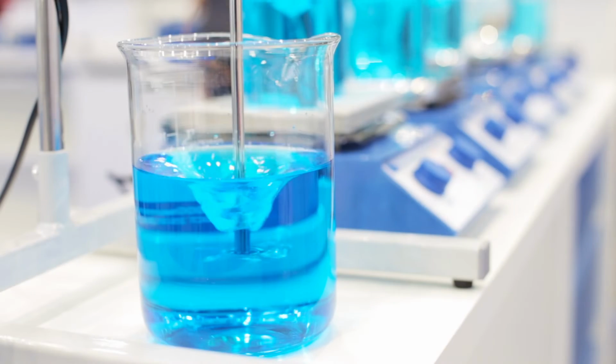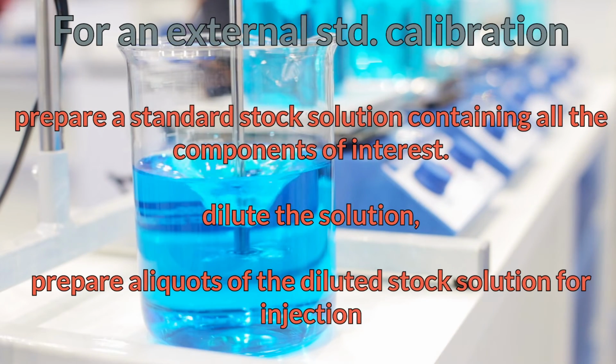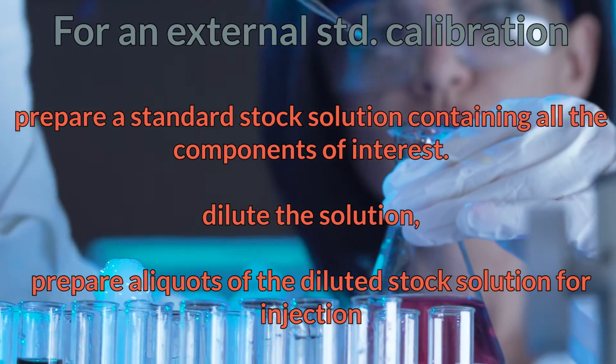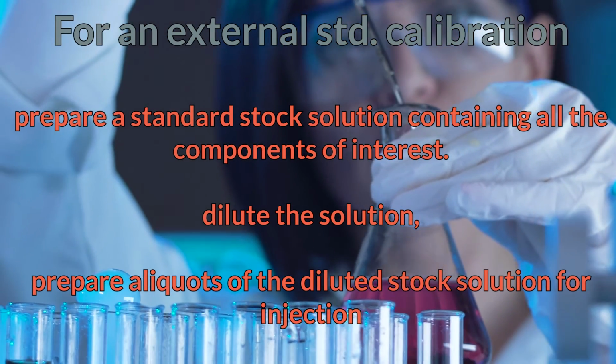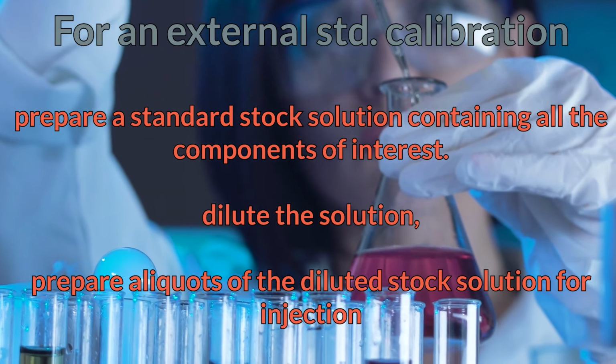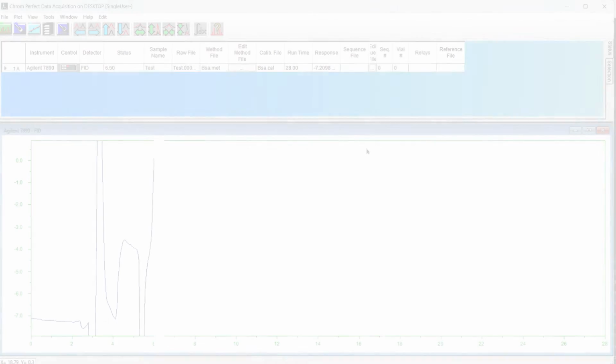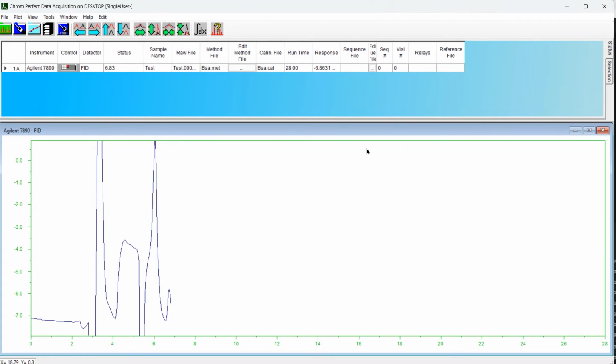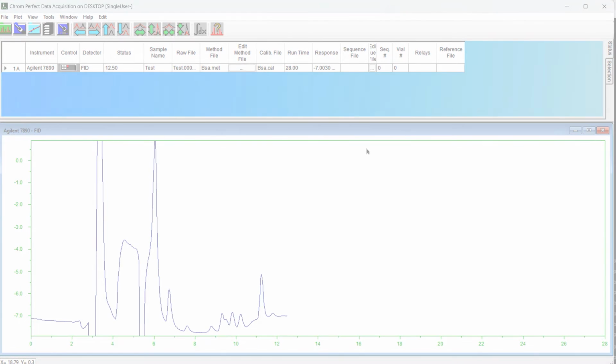To perform an external standard calibration, one must prepare a standard stock solution containing all the components of interest. This stock solution is appropriately diluted, and aliquots of the diluted stock solution are injected. As the peaks emerge, the detector response is recorded in a raw file. The application may require only one injection, or it may require multiple injections using the same or different dilutions of the standard solution. Each injection generates a raw file, and these are processed in the usual way.